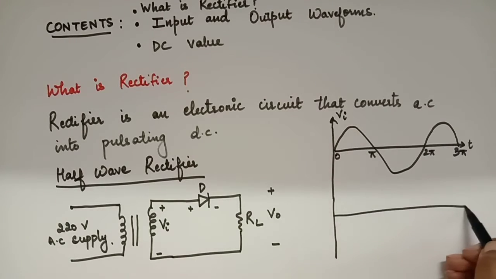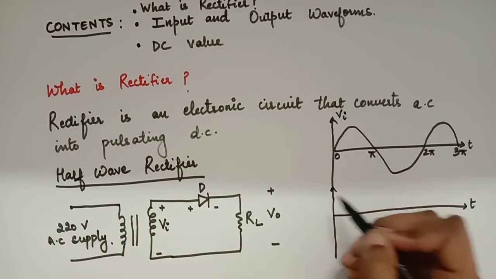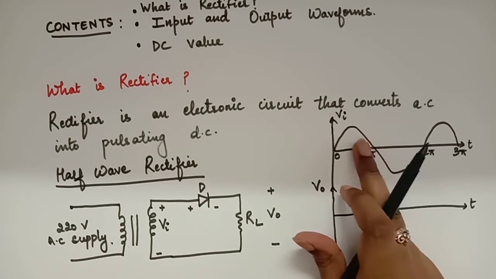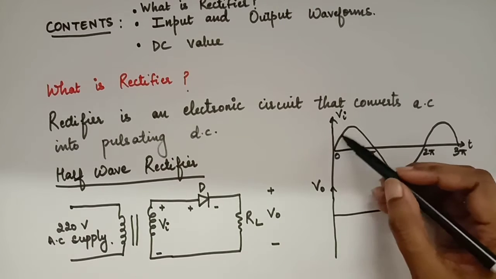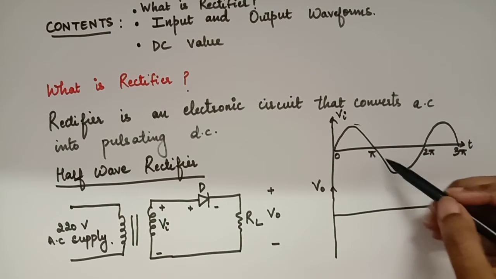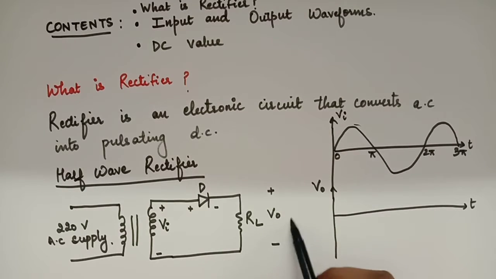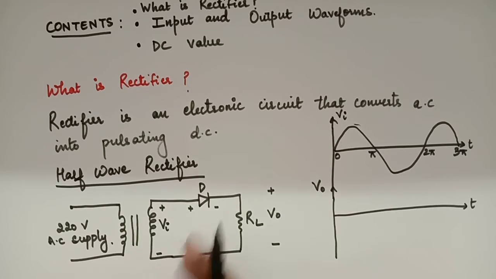Now we'll try to draw V0 just below it so that we can easily understand how we get V0 for each of the corresponding Vi. First of all we will consider the circuit for the positive half cycle, and then for the negative half cycle, and for both cases we will calculate V0. For the positive half cycle, first we draw the signs: positive, negative. So this is the positive half cycle. Now let's find out V0 for this case.